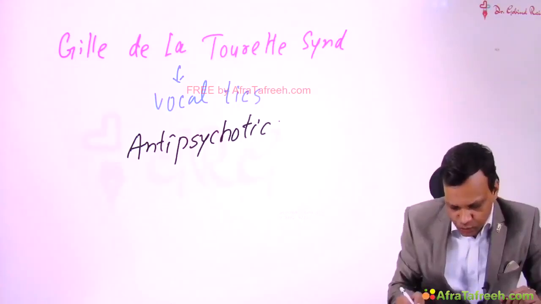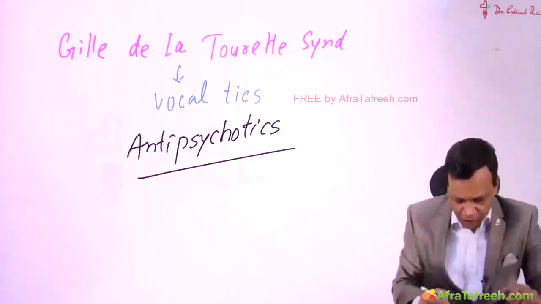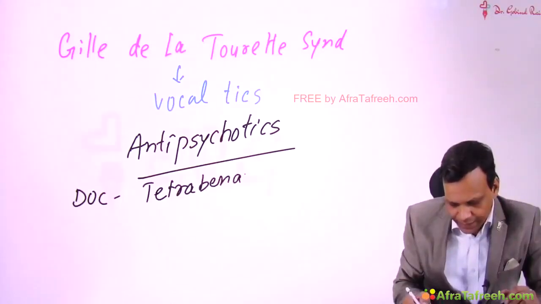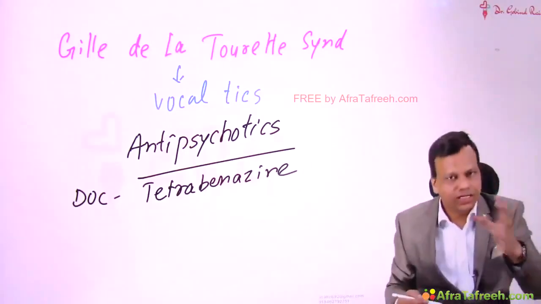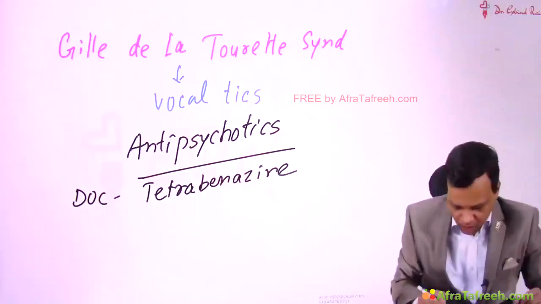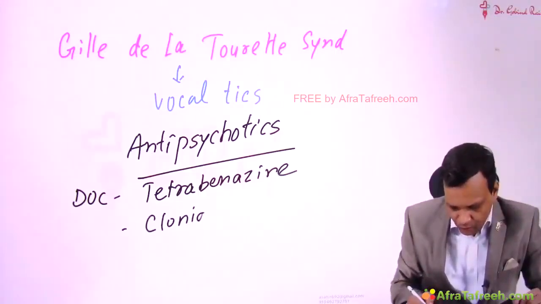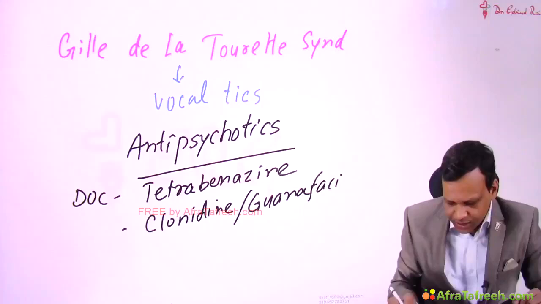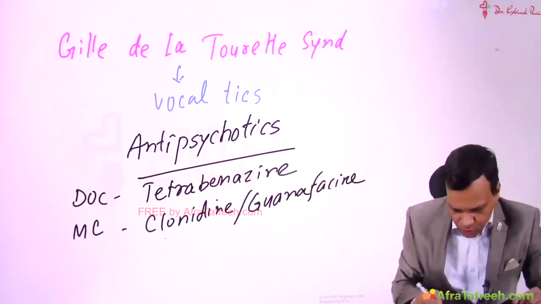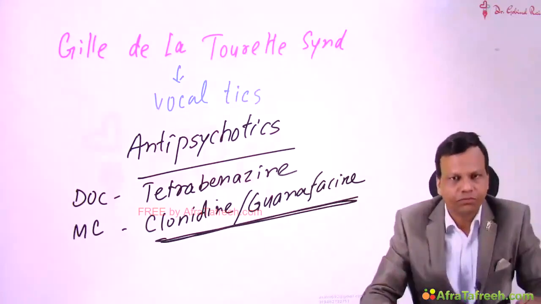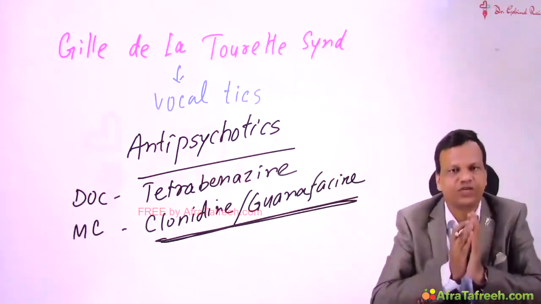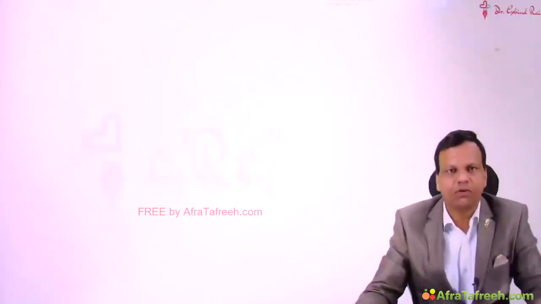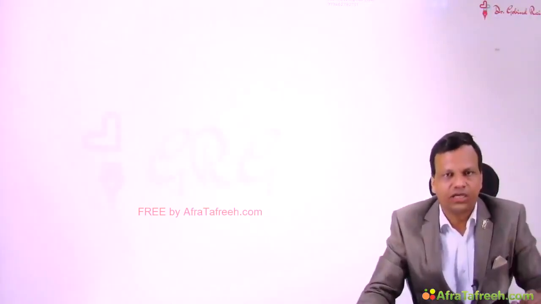Now, antipsychotic drugs like haloperidol, they can be used for Tourette syndrome. But the drug of choice for Tourette syndrome also is tetrabenazine. Another drug which is very commonly used for Tourette syndrome, these are clonidine or guanfacine. Clonidine and guanfacine, they are the most commonly used drugs for Tourette syndrome. But tetrabenazine is a drug of choice for Tourette syndrome. Okay. So these are the important points regarding the antipsychotic drugs.